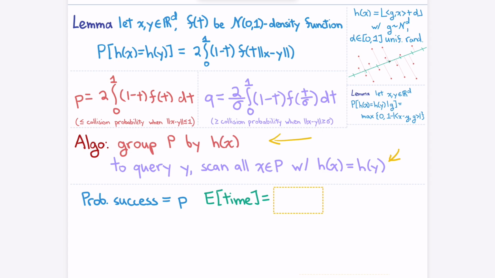So p times the number of neighbors, and for each of those you do a dot product. So maybe p times something times d, where d is for measuring the distance. But what else do you have to pay? Collisions. So how much time do you spend on collisions? These are false positives.